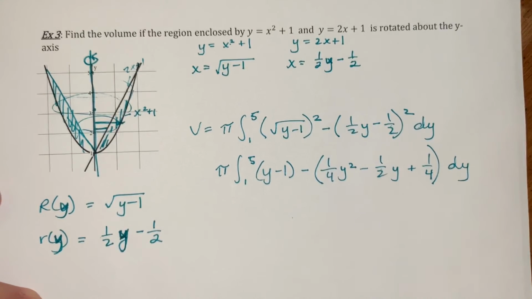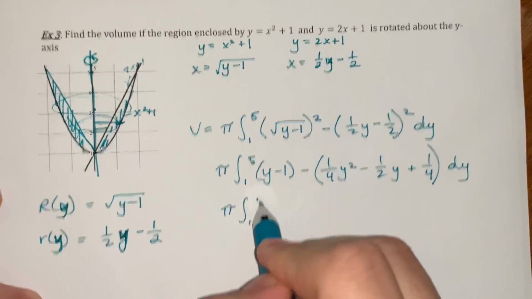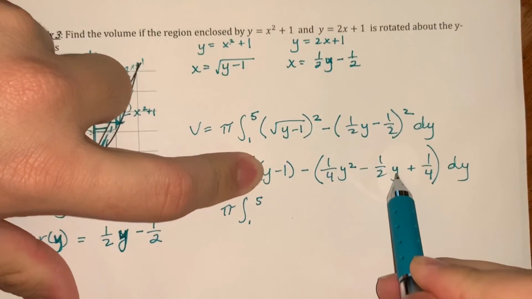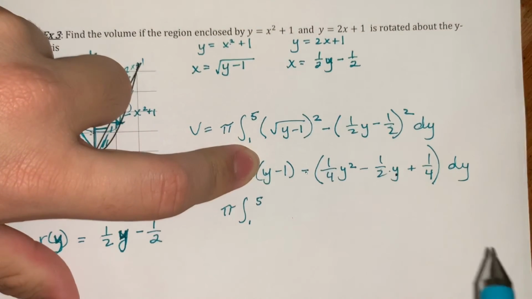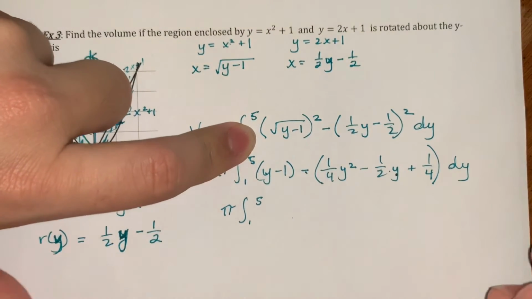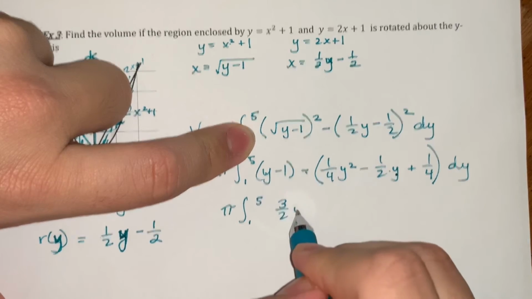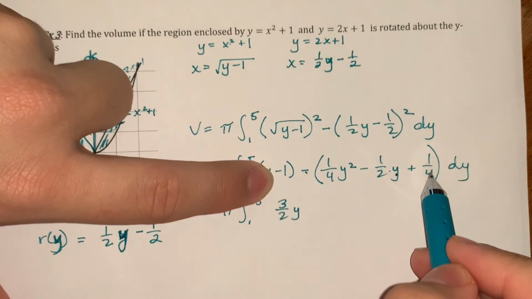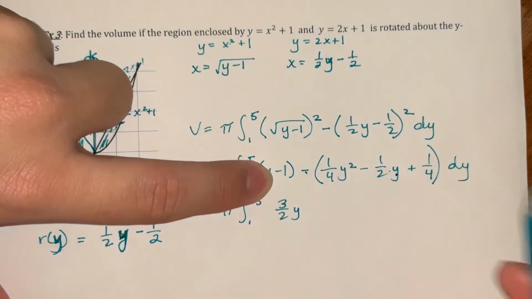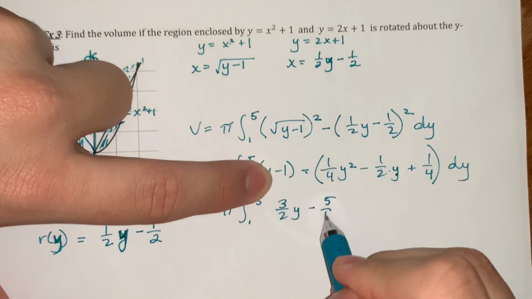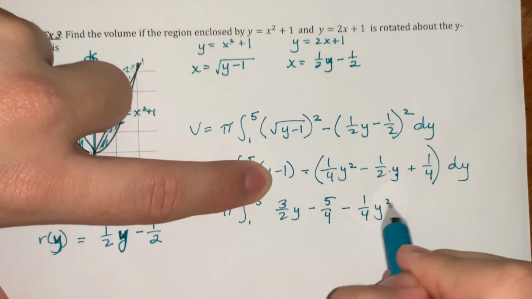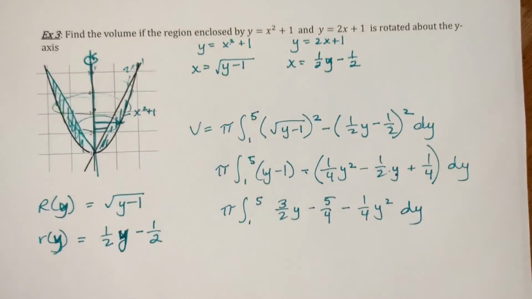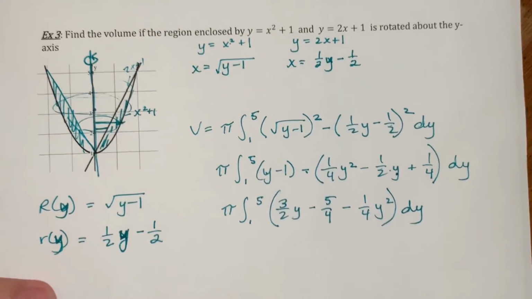Okay. And I guess I'll take it a step further. So that'll be pi from 1 to 5. What can I combine here? I can combine the y's, right? So y minus negative 1/2 y is y plus 1/2 y, which is 3/2 y. The negative 1 can combine with the 1/4, so negative 4 over 4 minus 1 over 4 is minus 5 over 4. And then I have minus 1/4 y squared. It's not in order from highest degree to lowest degree, but whatever, you'll get the same answer. All right, so I'll leave you guys to that.